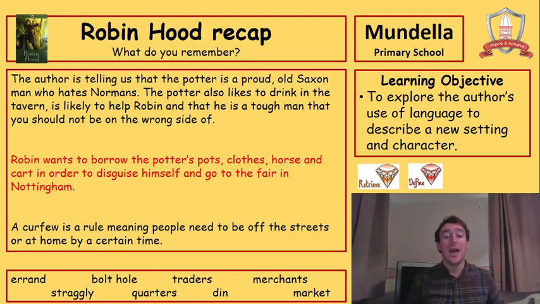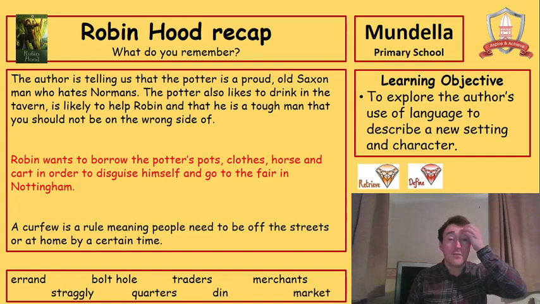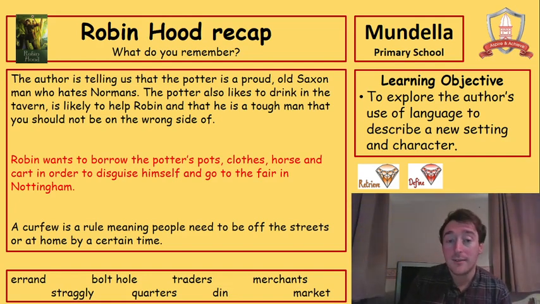And a curfew is a rule, meaning people need to be off the streets or at home by a certain time. And if you remember, the Potter of Wentbridge arrived in Nottingham after the curfew time, so the gates to the city were shut. So he had to knock and make sure he could get in, and he wasn't very happy about that. So a curfew is a time when everything shuts down and you shouldn't be out on the streets afterwards.